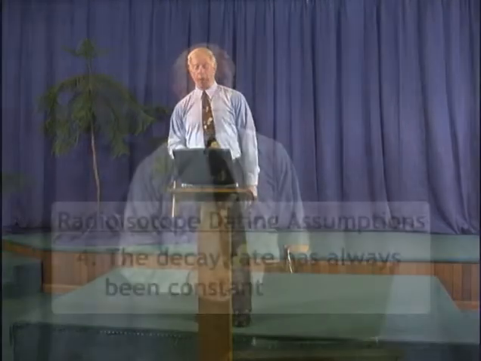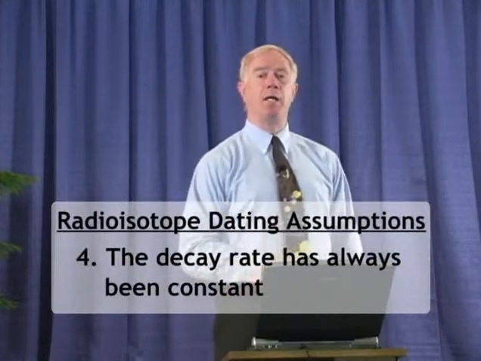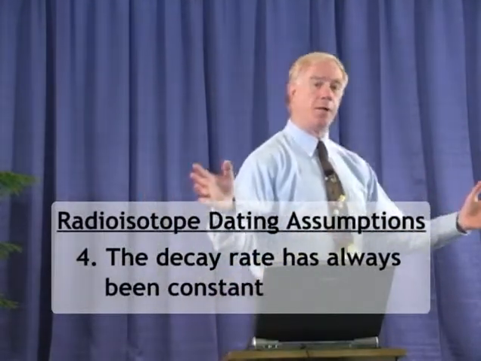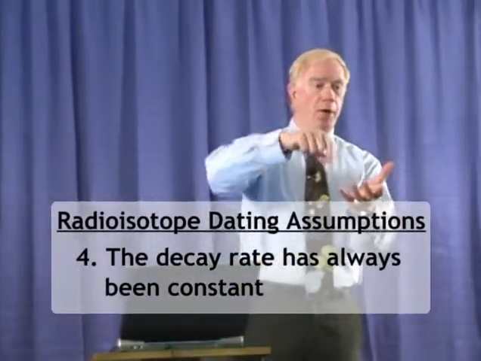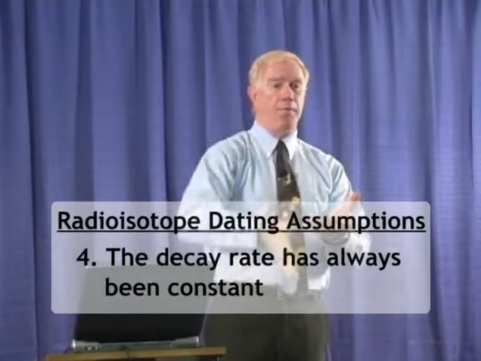And assumption number 4, the decay rate has always been constant. We don't know that either. Just like that hourglass, how do you know I didn't go tap, tap, tap, tap, tap, make the sand fall at a different rate? In laboratories, we can alter the decay rate. So isn't it possible it could also happen by natural processes? All of these are assumptions. And if you're basing your dates on all these assumptions and you can't prove them, all your calculations might be true and your answer completely wrong.